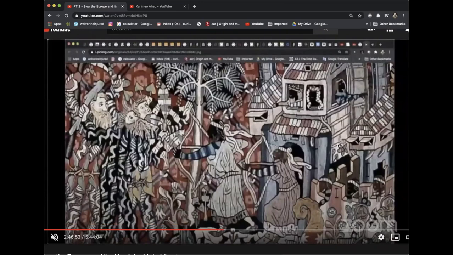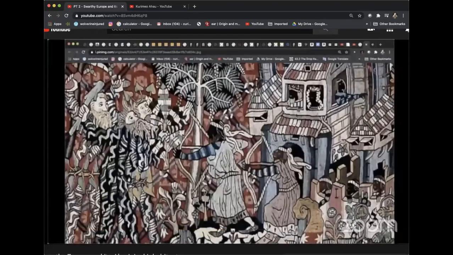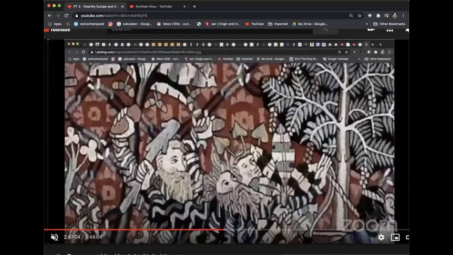You can Google this right now. Again, the German tapestry, 1400 AD. Look it up. So you see these wild, pale-skinned men, and they all have beards. The pale-skinned people and the swarthy people have beards too.